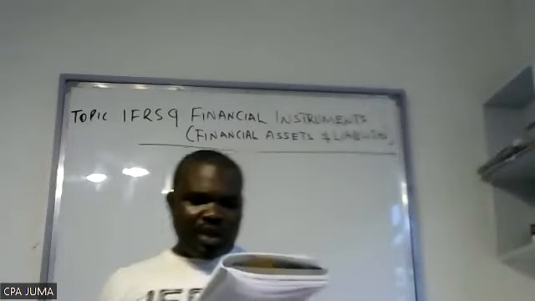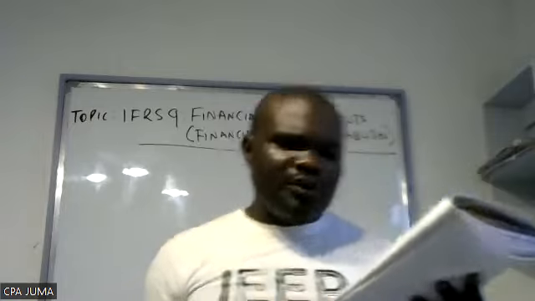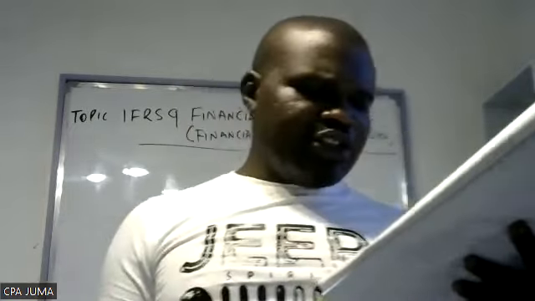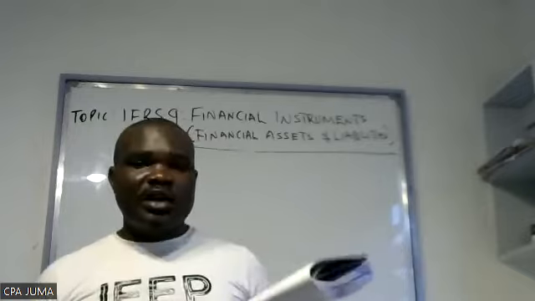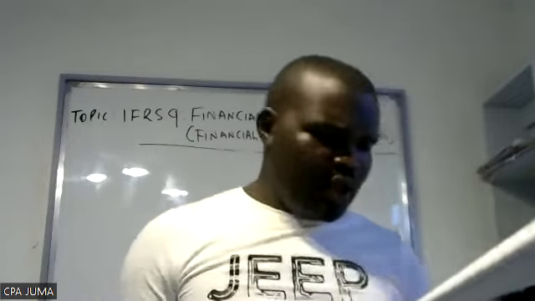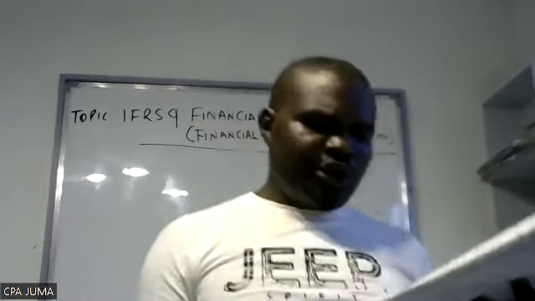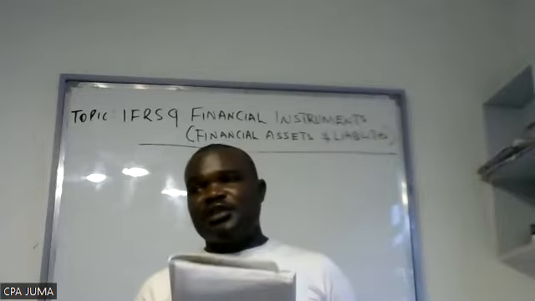So allow me to read that question. It says, ABC Limited issued a shillings 2 million 6% bond on 1st January 2015. The effective market interest rate for similar bonds was 10%. The bond is due to mature on 31st December 2019. Required: calculate the equity component to be recognized in the books of ABC Limited on 31st December 2015.